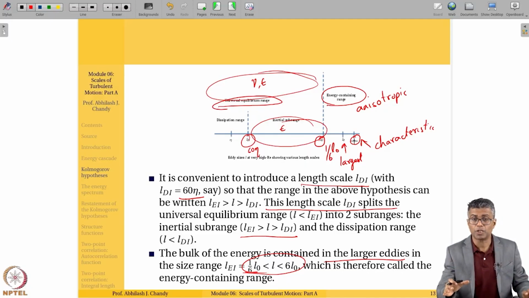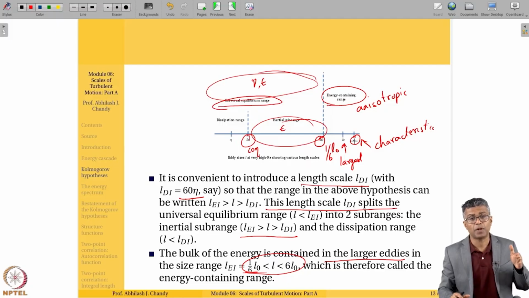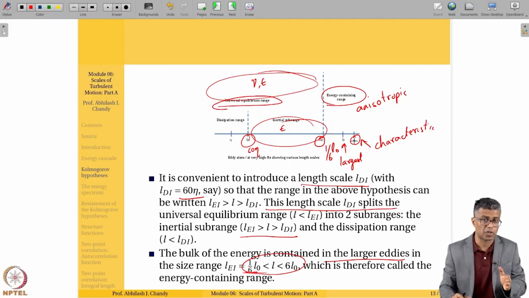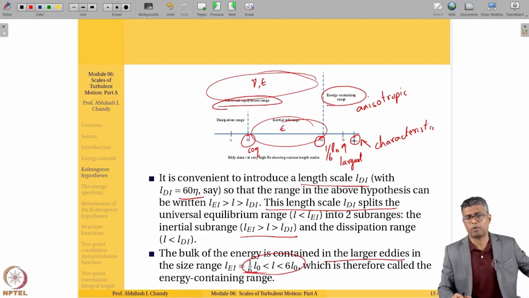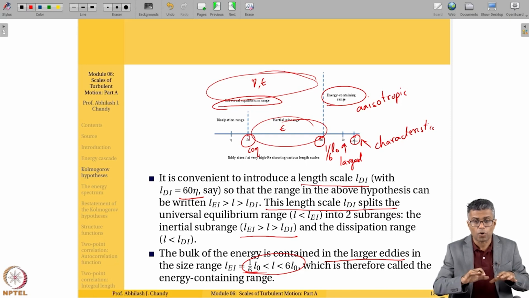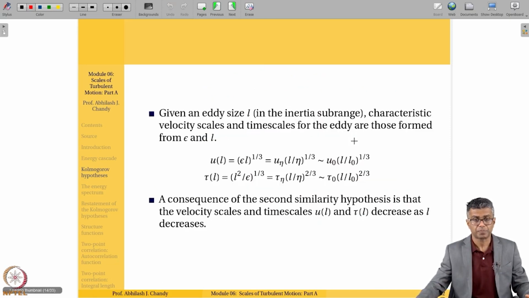The inertial subrange, which only depends on epsilon, since we are assuming these are scales that are large enough where the Reynolds number is large, and so viscosity does not play a role. And then everything below L_DI, that demarcation which splits the universal equilibrium range, up till eta, not below eta. Eta is considered to be the smallest length scale. So between L_DI and eta, we consider it to be the dissipation range. So this is your separation of scales.